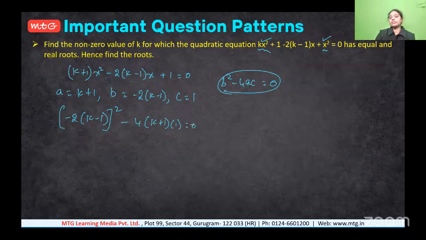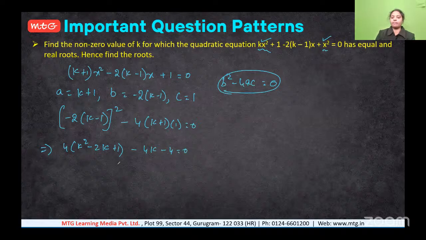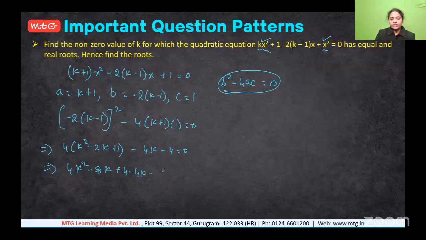अब बात ये है इसको सिंप्लीफाई करने में. Let's simplify it. You will get it as 4 into k square minus 2k plus 1. And here you have 4k minus 4 equals to 0. इसे और सॉल्व करते हैं. 4 अंदर लेके जाएंगे. 4k square minus 8k plus 4 minus 4k minus 4 equals to 0. जब आप फर्दर सॉल्व करोगे यहाँ पे आपको मिलेगी 4k square plus 4 minus 4 तो कैंसिल हो गई. आपके पास बची है minus 12k equals to 0.